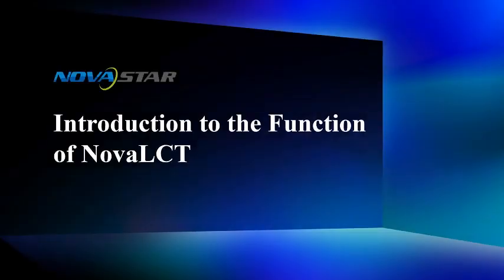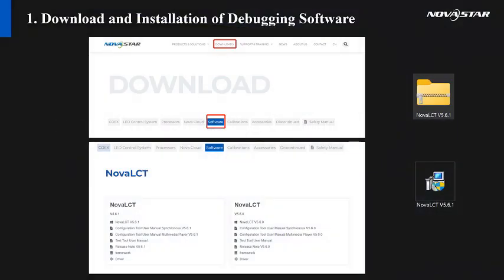This video is about an introduction to the function of NovaLCT. First one, download and install of debugging software. Log in to the official website through your browser. Go to the download center and on the software programs, you can find software NovaLCT. Please download the latest version of software. Then we could start installing it.